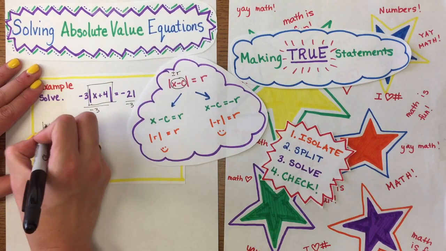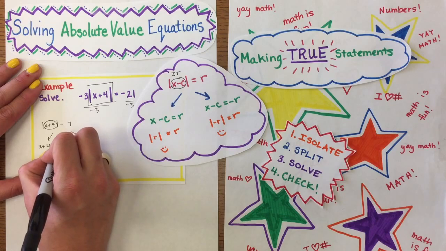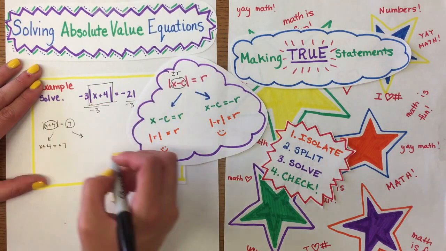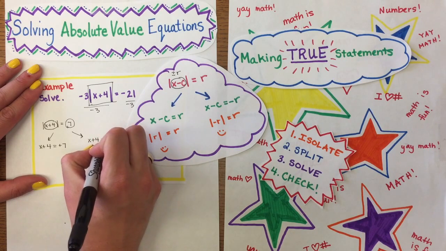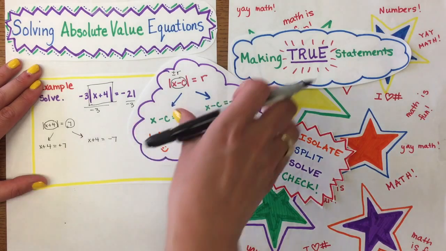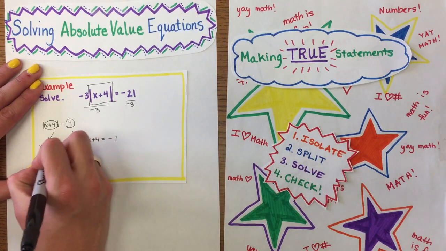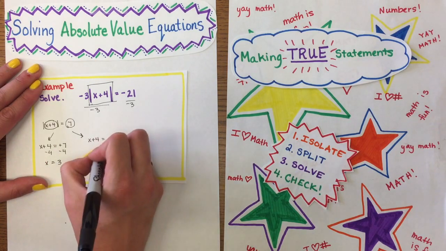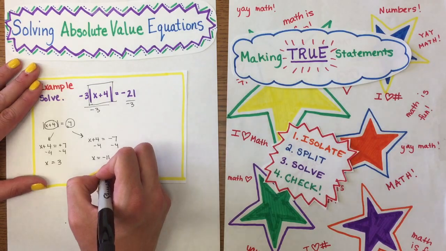The first statement is that the inside of my absolute value, x plus 4, is equal to positive 7, which is the other side of my equation. The second equation I'm going to write is the inside of the absolute value, which is x plus 4, is equal to the opposite. So that will be -7. Now, I'm going to go through and solve each of these. So I'm going to subtract 4, and that will give me x is equal to 3. Subtract 4 from each side, and that will give me x is equal to -11.